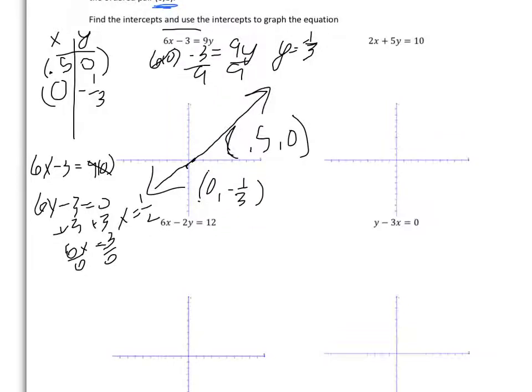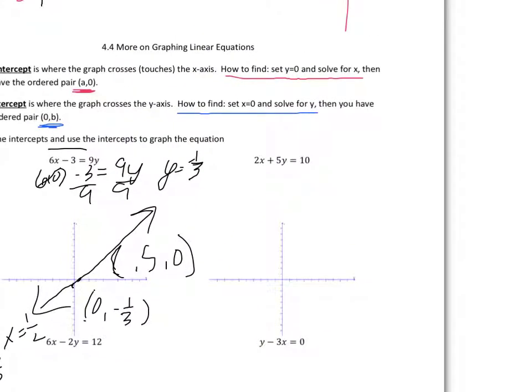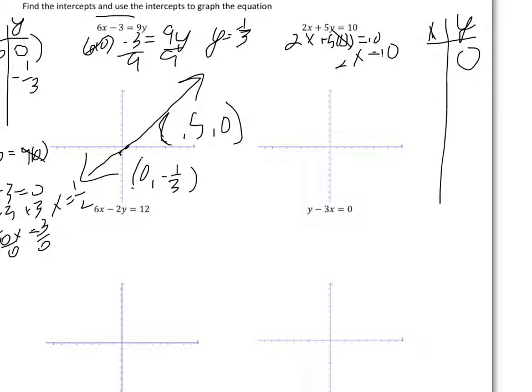Okay? So moving on to this next one here, we're going to go ahead and find the intercepts over here, and we're going to do that by plugging zeros in. So once again, we have our x, we have our y. If we're finding the x-intercept, we set y equal to 0. So plugging that in over here, 2x plus 5 times 0 equals 10. This cancels, so we have 2x equals 10. Divide by 2, x equals 5. So, when y equals 0, x equals 5, that gives us this ordered pair right there, 5, 0.